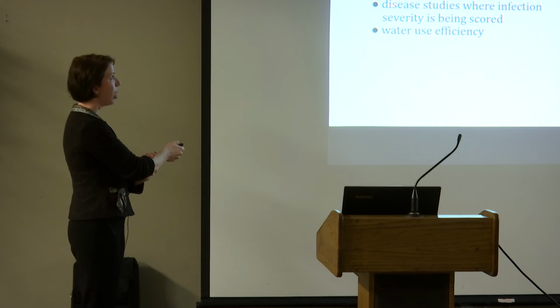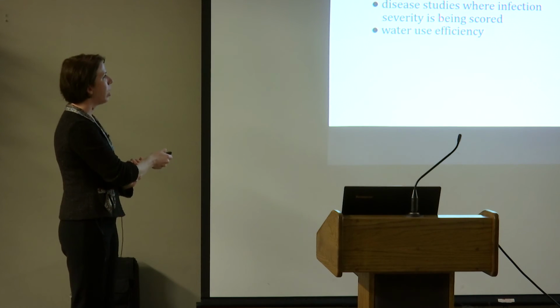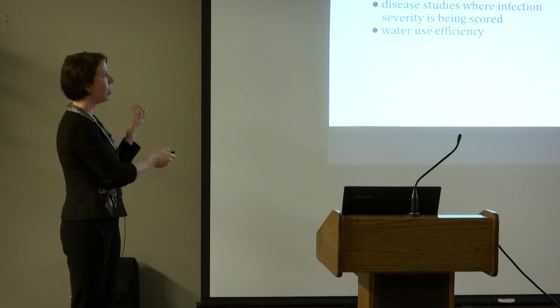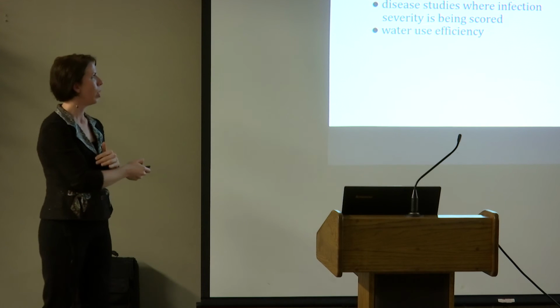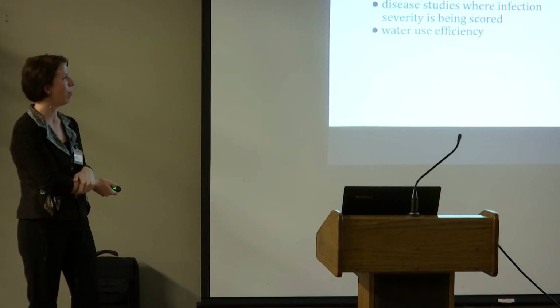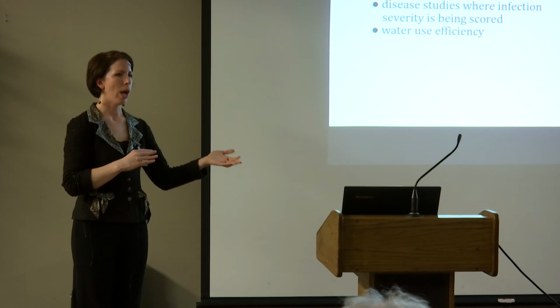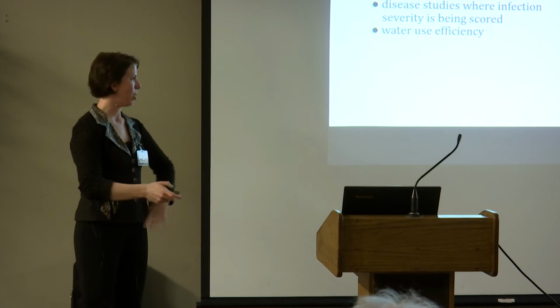But biomass data, sometimes one of them. Disease severity studies where infection severity is being scored, especially if that's colony-forming units that you're measuring, which is continuous, and also with water use efficiency, which is a ratio. I've seen really bad behavior, and so you have to go back and say, okay, what do we do with the fact that we totally violated our assumptions?